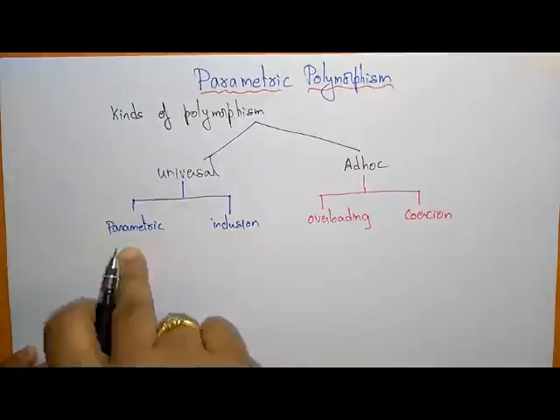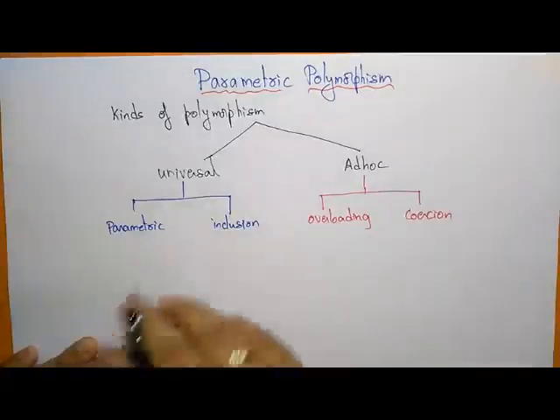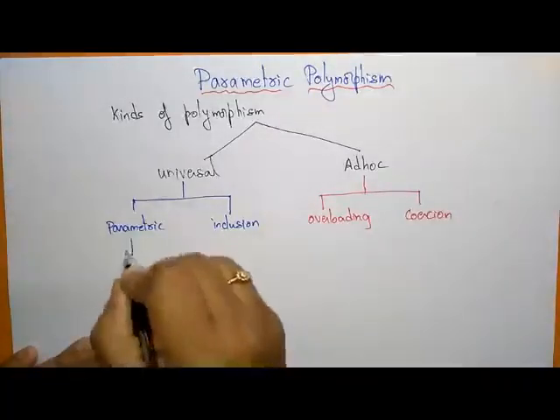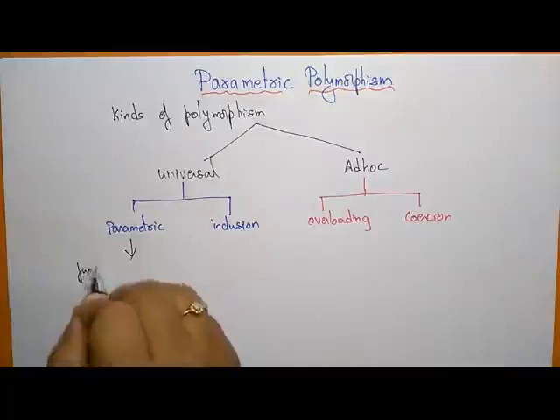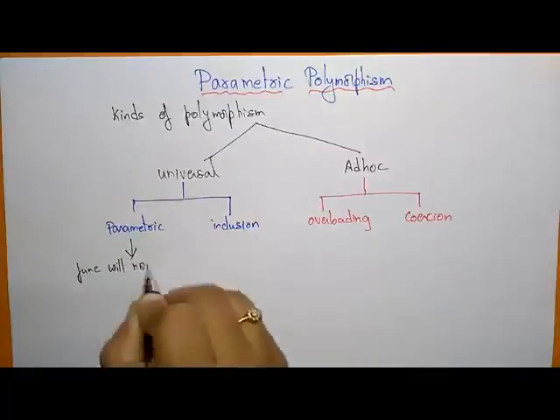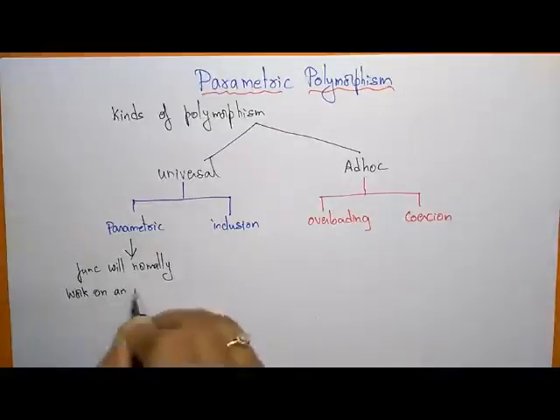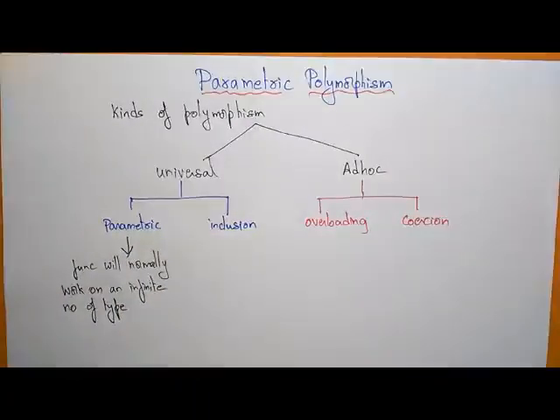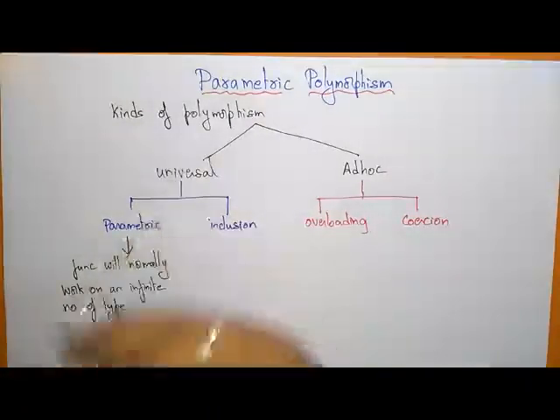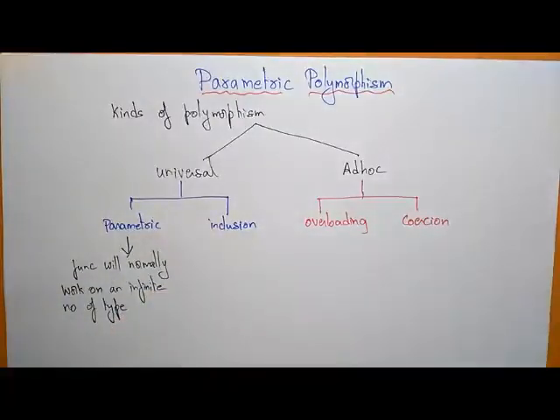A universal parametric polymorphic function will normally work on an infinite number of types. Now I am just giving the definition, just an overview of parametric polymorphism. Later I will explain with an example, so don't be confused.